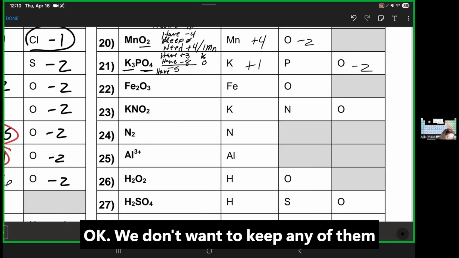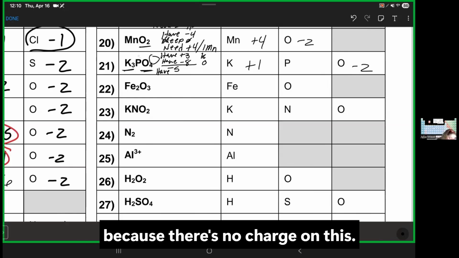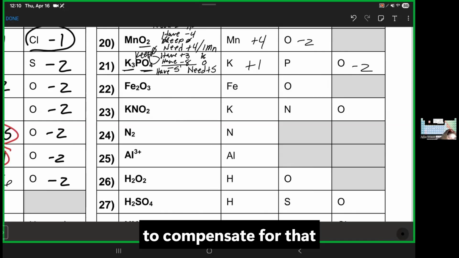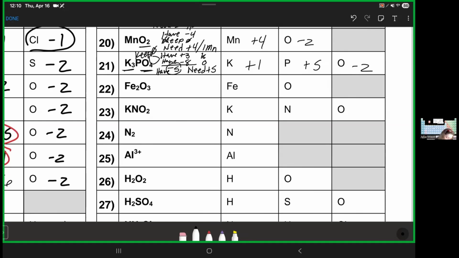We don't want to keep any of them because there's no charge on this. Keep 0. So we need a positive 5 to compensate for that negative 5. So phosphorus is a positive 5.